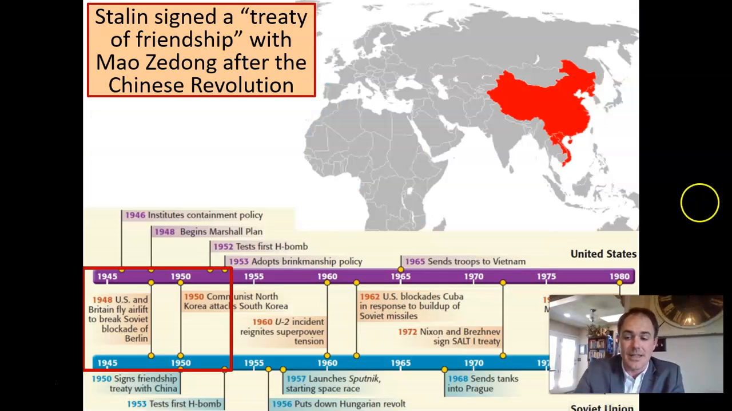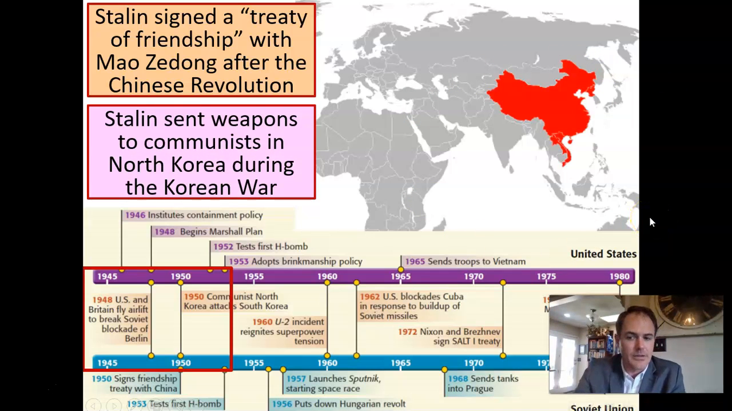And we also talked last time about the communist takeover of China, which finalized in 1949. That sounds right. Yeah, 49. He signed a treaty of friendship in 1950 with Mao Zedong. Stalin and Mao signed this treaty of friendship. So now you have the two largest communist nations in the world as allies.